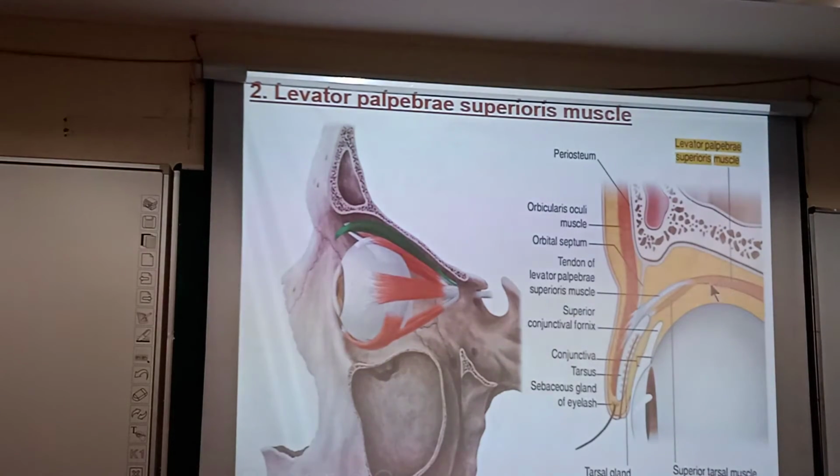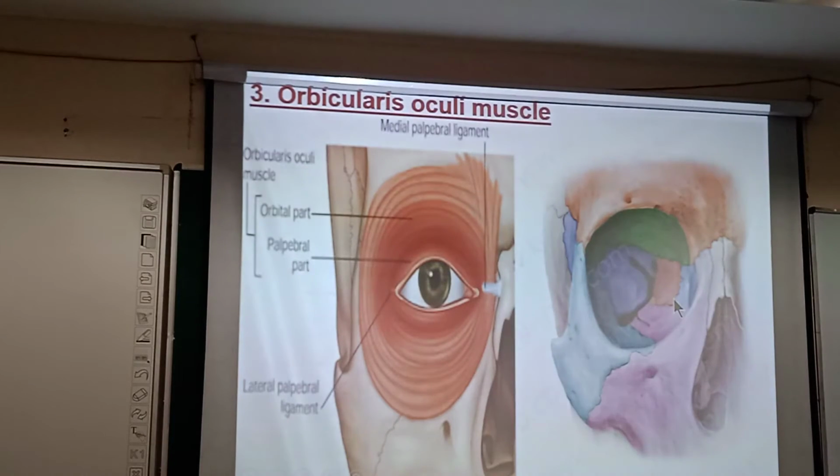So this is levator palpebrae superioris muscle. Now coming to orbicularis oculi muscle. It takes its origin from the medial palpebral ligament, here it is, a condensation of superficial fascia towards the medial corner of the eye.